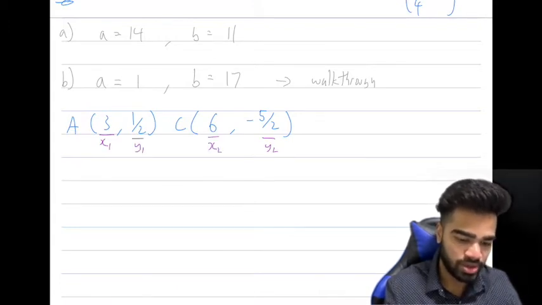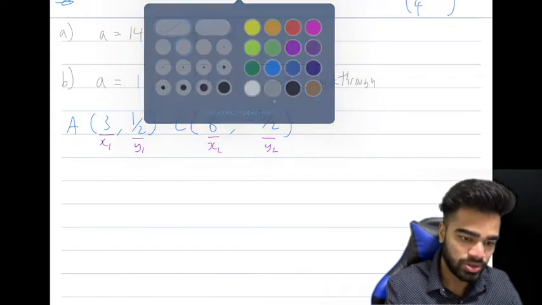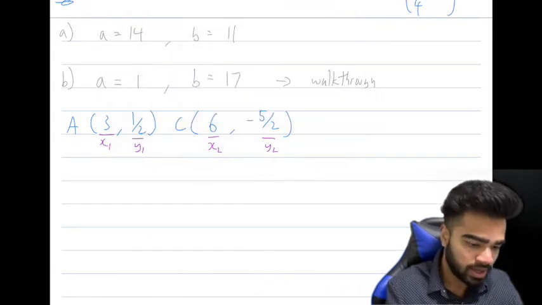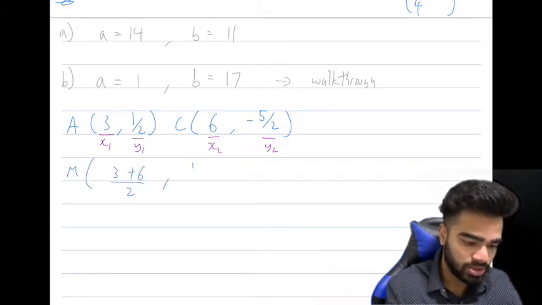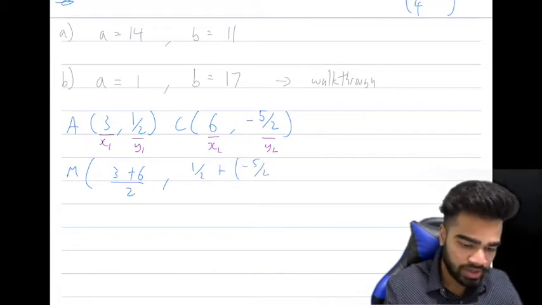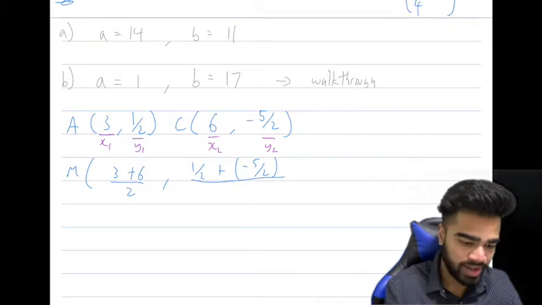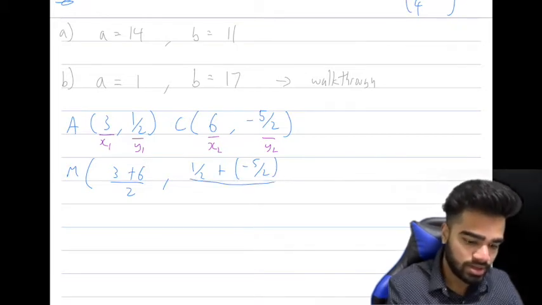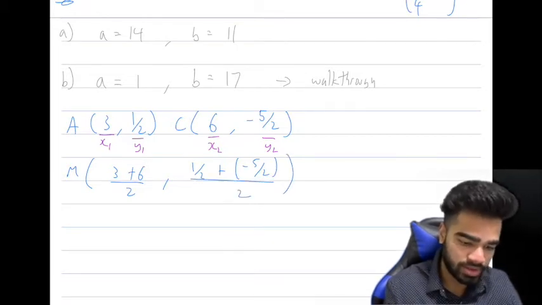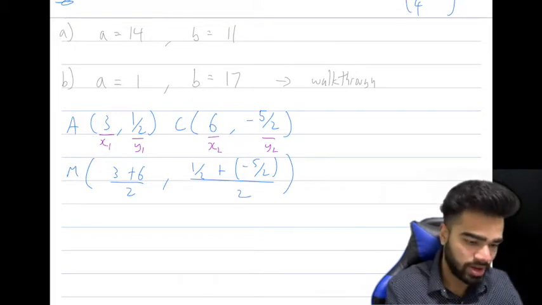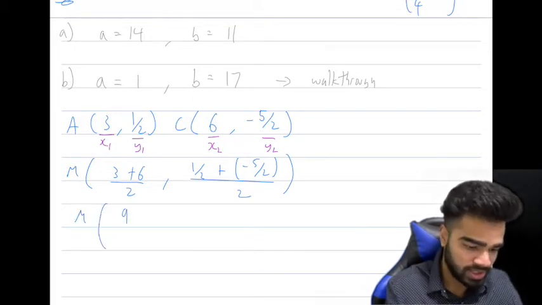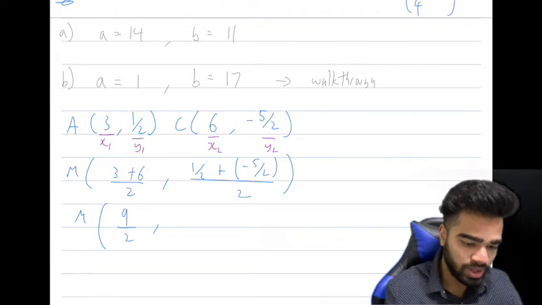So x2 and y2. So what we're going to do is say x1 plus x2 divided by 2. So the midpoint is 3 plus 6 divided by 2. And it's going to be half plus negative 5 over 2. So we have to take over the negative, divided by 2. Okay, so from here we just need to simplify. So midpoint is going to be 3 plus 6 is 9. So 9 over 2. And what's negative?